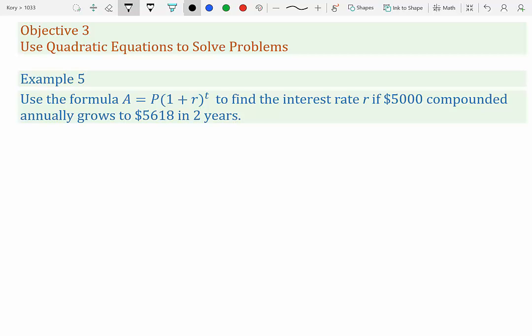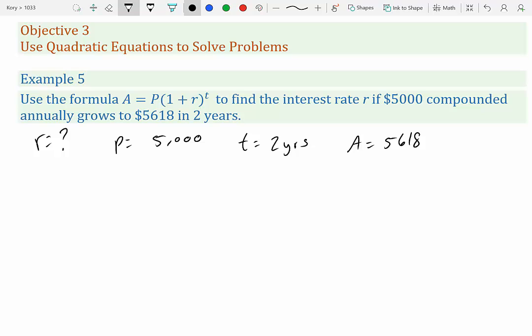So let's figure out what we have. It says the interest rate, we need to find it. So r, we don't know. 5,000 compounded annually. So 5,000 is what you start with. That's P. And you might remember this all the way back in chapter 2. We did something very similar to this. Then the time is 2 years. And then the annual growth, that's A, is 5,618.